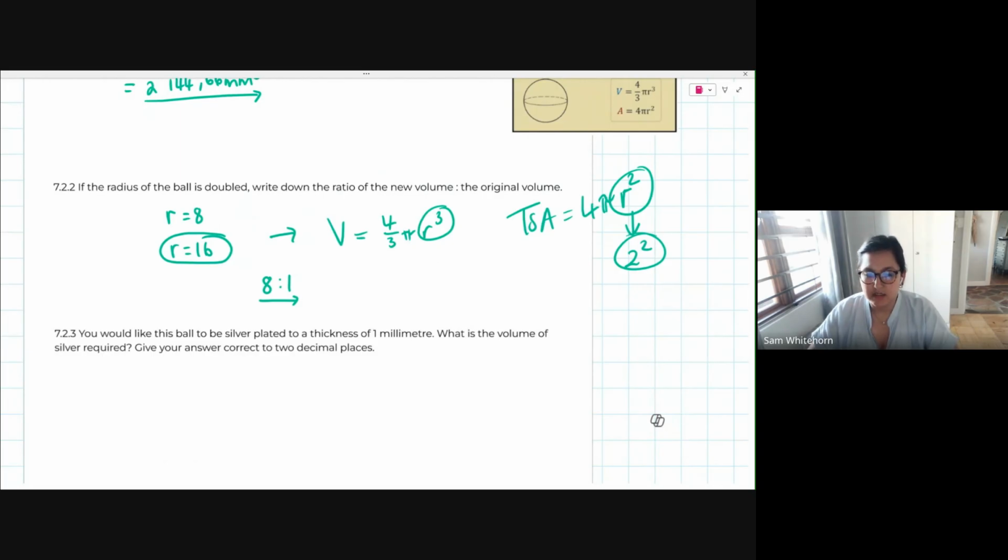Okay, I'm going to give you a second to try and work it out, and then we'll have a look. I'm going to give you 2 or 3 minutes. We now want to add 1 millimeter thickness all the way around this metal ball in order to silver plate it. So let's think about what that means in terms of the volume and our calculations.